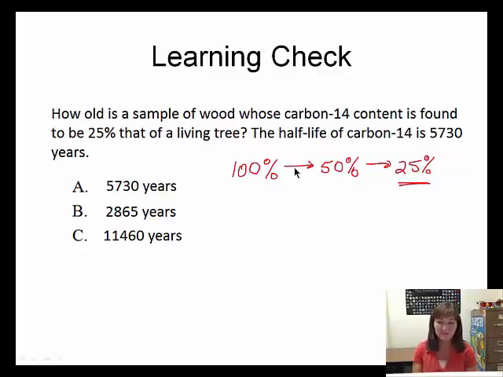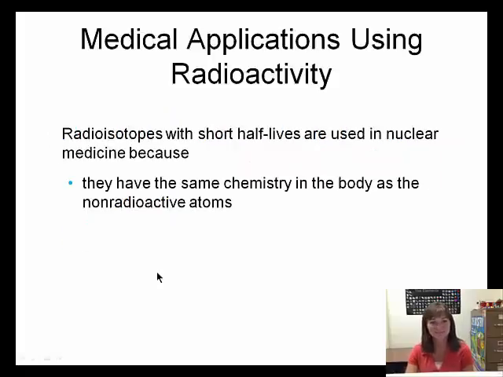So after the first half-life, to go to 50%, 5,730 years passed. The second half-life, another 5,730 years. So I just have to add this up, and I end up with 11,460 years is how old we'd say that piece of wood is, approximately.